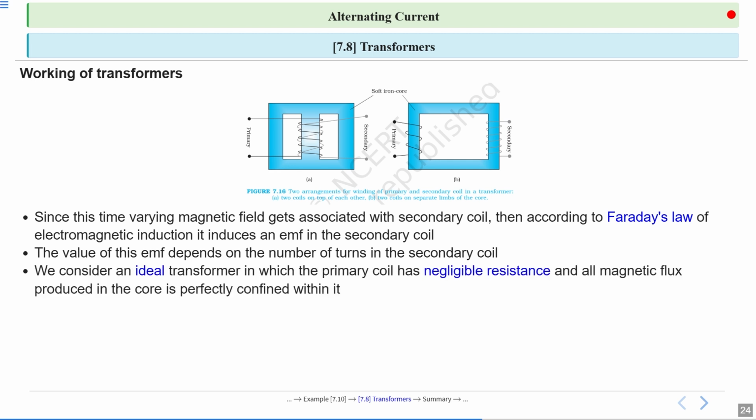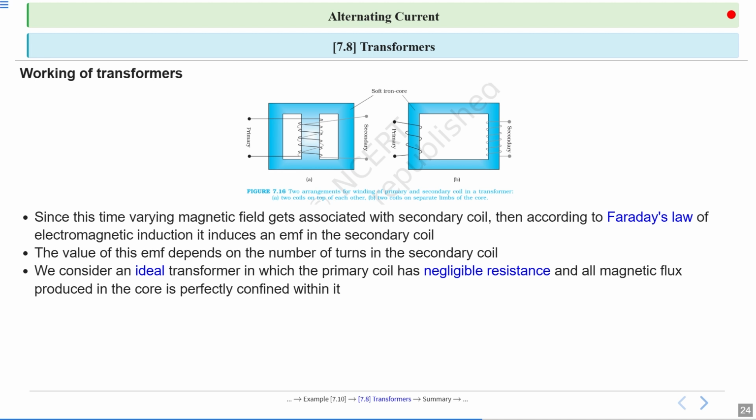We consider an ideal transformer in which the primary coil has negligible resistance and the magnetic flux produced in the core is perfectly confined within it. So these are the assumptions we are going to take. We consider that all the magnetic flux produced in the coil is confined within, or we can say the magnetic flux linked with the primary coil is equal to the magnetic flux linked with the secondary coil.